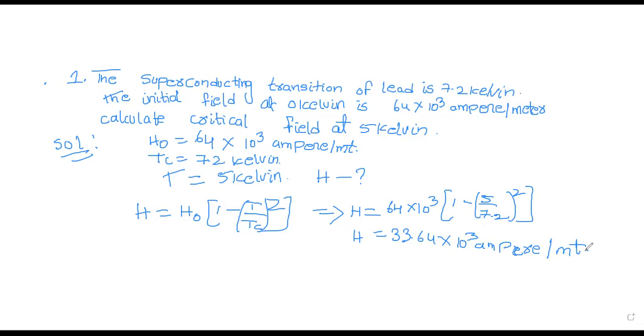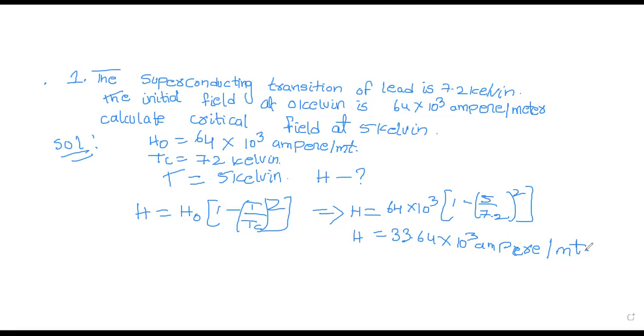The superconducting transition of lead is found to be 7.2 Kelvin. The initial field at 0 Kelvin is 64 into 10 power of 3 ampere per meter. Then he will ask you to calculate the critical field at 5 Kelvin. So what is given, first you need to write.